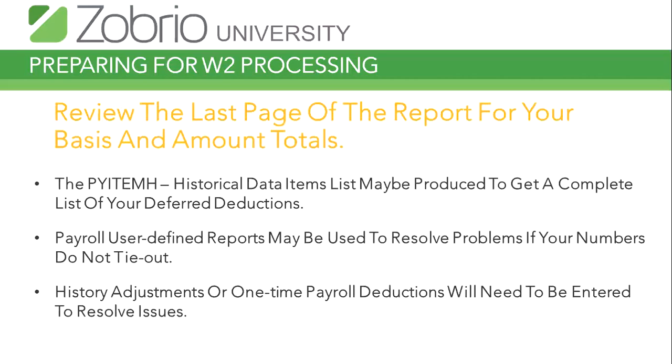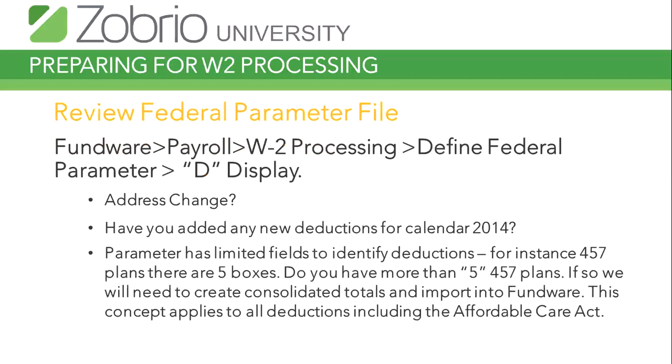Now, from here, the next thing that you can do that would be advantageous ahead of actually producing the W-2s is to go into the federal parameter file under the W-2 screen. And what we're looking for there is, the first screen is going to show you some basic demographic data like who you are, your tax ID number, and things of that nature. For the most part, that's going to remain static from year to year, but it's worth looking at to see if there are any additional changes that need to be made.